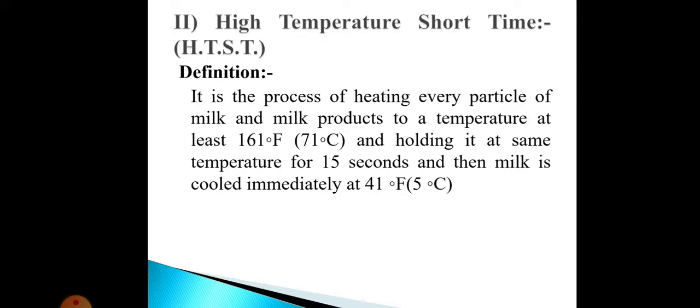Then high temperature short time pasteurizer, that is HTST pasteurizer, means high temperature short time. The definition is that it is the process of heating every particle of milk and milk products to a temperature of at least 161 degrees Fahrenheit, that is 71 degrees centigrade, and holding it at that temperature for 15 seconds, and then the milk is cooled immediately to 41 degrees Fahrenheit or 5 degrees centigrade.